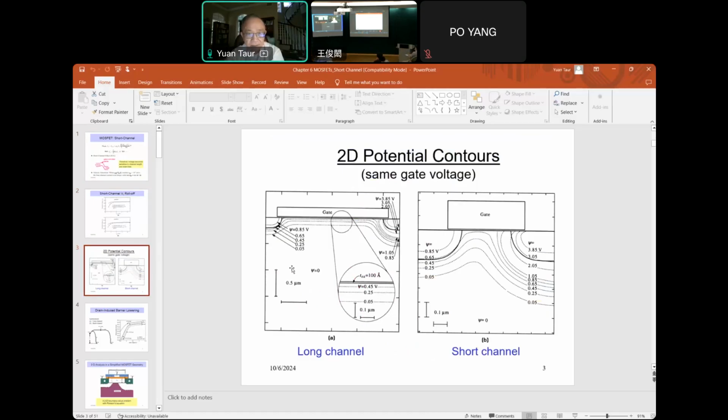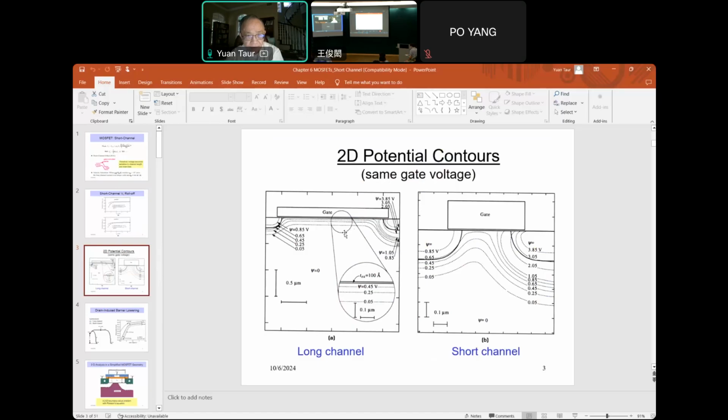So if we look at the two 2D potential contours, you have the long channel device on the left and the short channel MOSFET to the right. Okay. Not the same scale, this is 0.5 microns, but the aspect ratio is the same. You can see that 1:1, X versus Y, same thing here. You notice that each of these is a constant potential contour, but it's two-dimensional in nature.